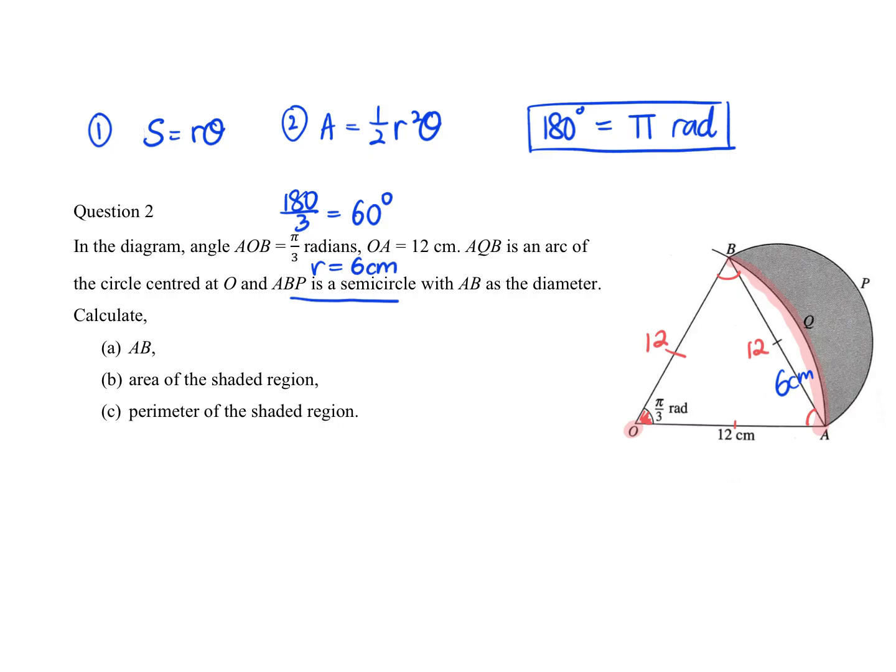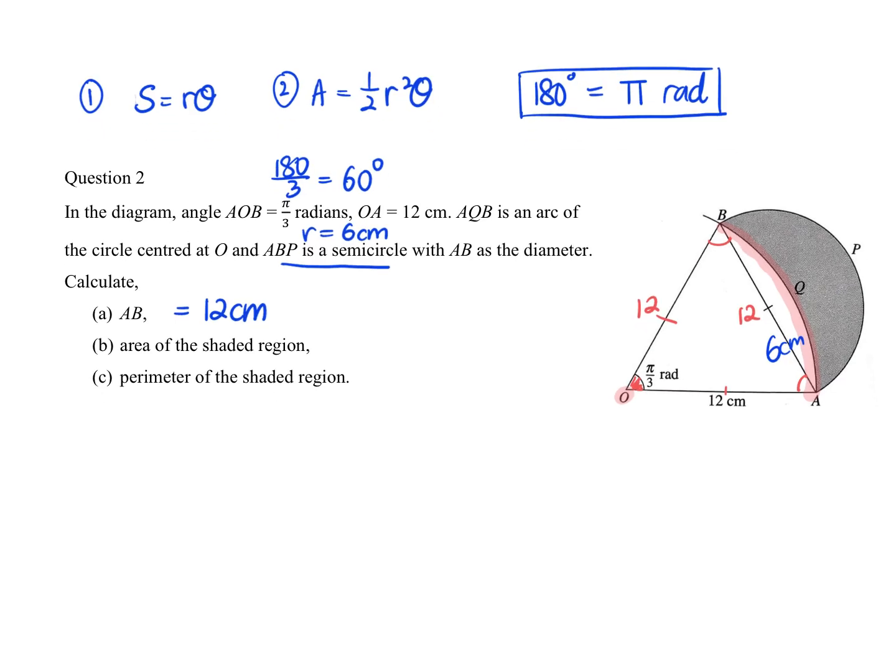Okay, AB is the diameter. So the question asks me to calculate AB. Do I even need to calculate? I already know that because this is an equilateral triangle. So AB is directly equal to 12 cm. No calculations needed. Okay, next one.